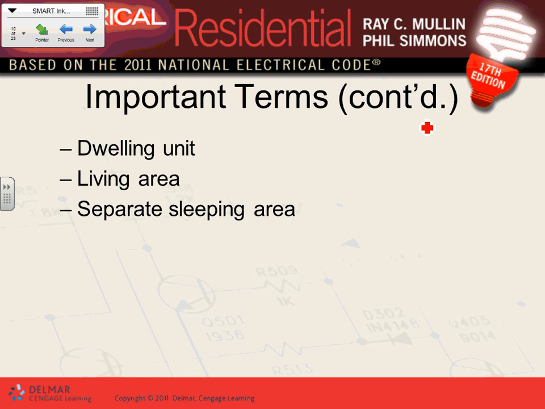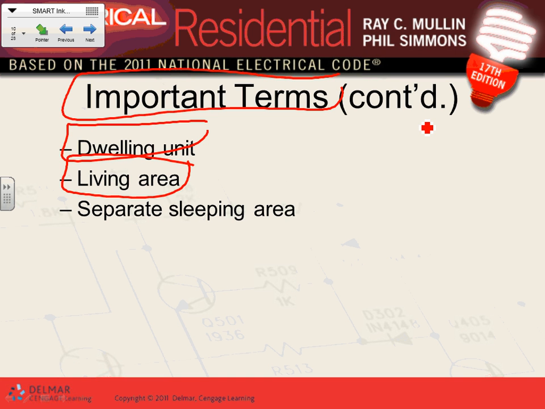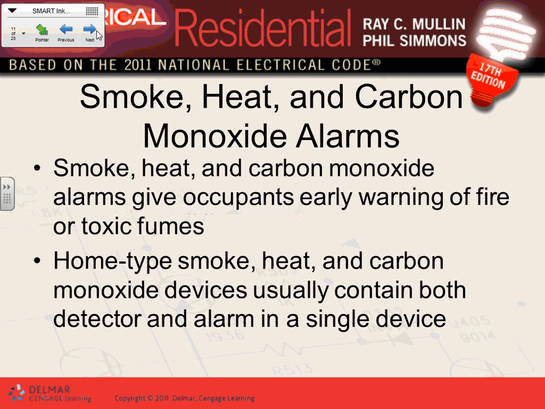Okay, dwelling unit, living area, sleeping area. You have to understand that's what the 72 deals with. It requires all dwelling units, the living areas as well as the sleeping areas where people sleep, to have smoke detectors. We'll talk about this one in a second.